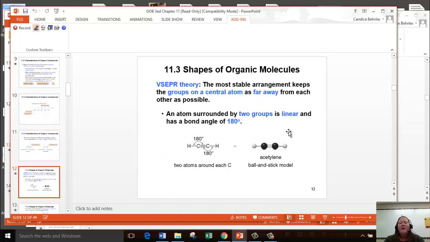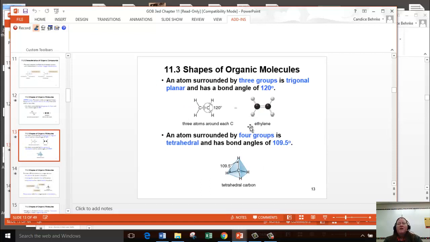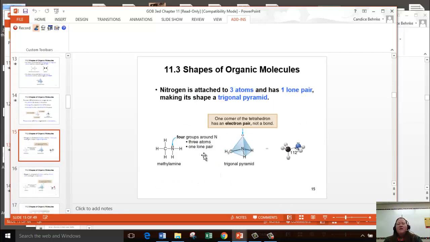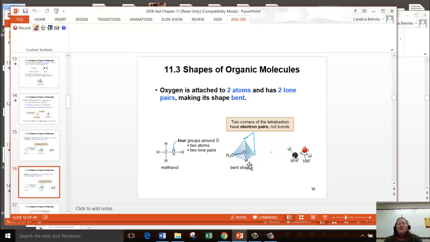Then we talked about some of your basic structures and shapes. This is called molecular geometry, and when two atoms are in a line, it's called a linear structure. The bond angle is 180 degrees. This is 120 degrees, and it's called trigonal planar. When you have four atoms attached, it is called a tetrahedron or a tetrahedral shape. And when you have three things attached with a lone pair, it's called a trigonal pyramid. When you have two things attached with two lone pairs, it is called bent.